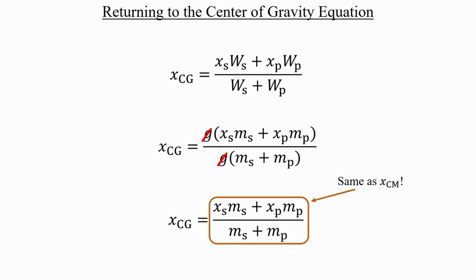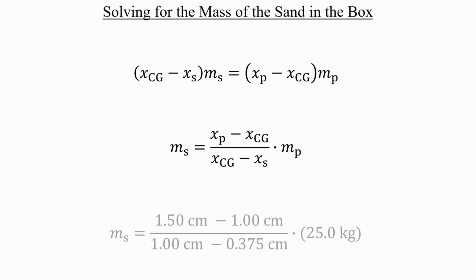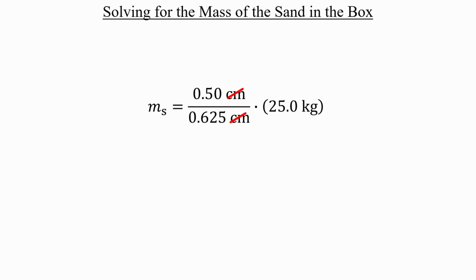That kind of a setup allows us to factor out the mass of the sand, and then divide both sides by the difference found in the parentheses over on that left side. Now we have an expression for the mass of the sand, just like we wanted. Once we plug in our numbers and then simplify, we end up with the following ratio being multiplied by 25 kilograms. We find that our system will only achieve rotational equilibrium if we add a mass of sand equal to 20 kilograms to the box.